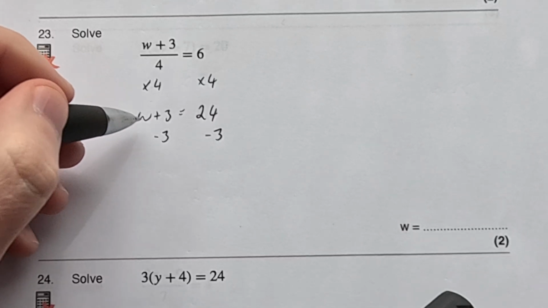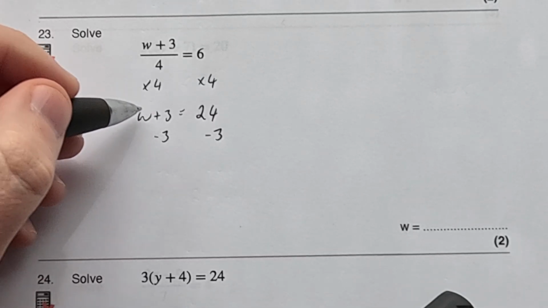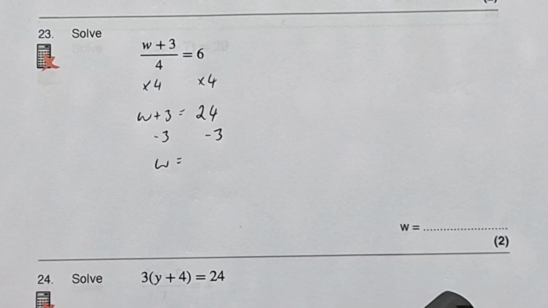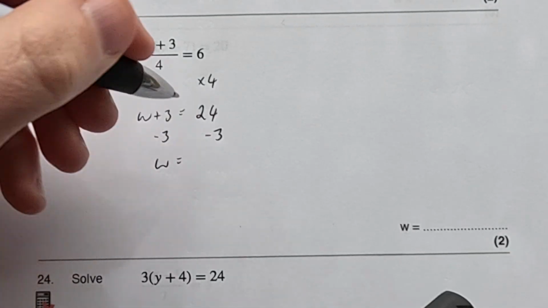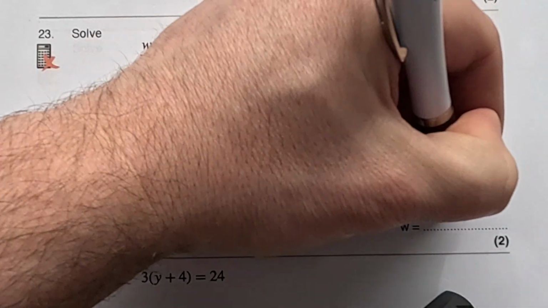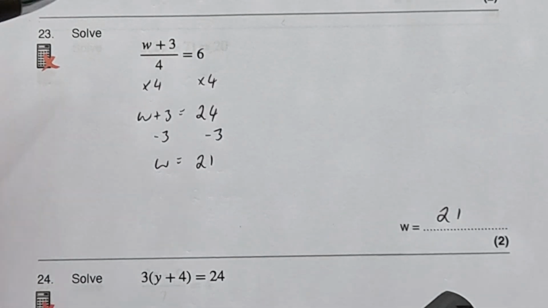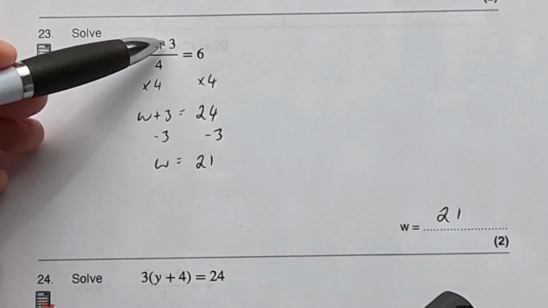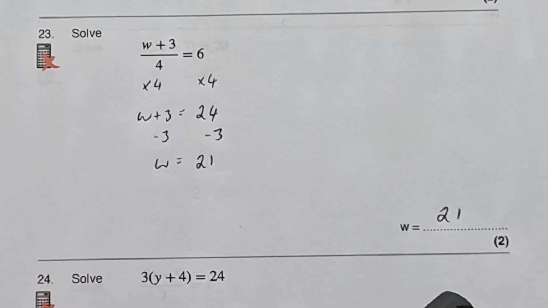On the left hand side we have w plus 3. We're taking away 3 to get rid of the plus 3, so we'd just be left with w. And on the right hand side of the equation we've got 24, take away 3, that's equal to 21. So that means that w equals 21. And that's it. And let's check our answer. 21 plus 3 is 24, divided by 4 is 6. So we know we're right.